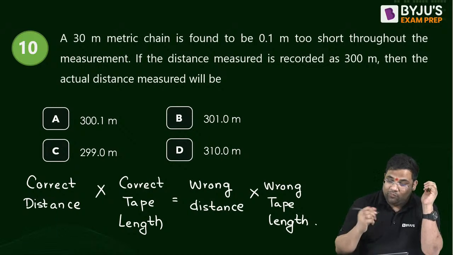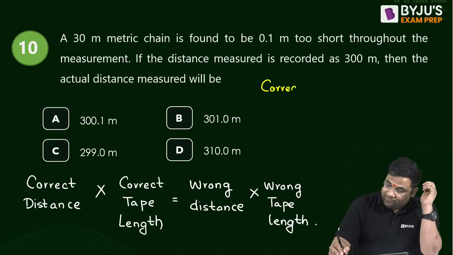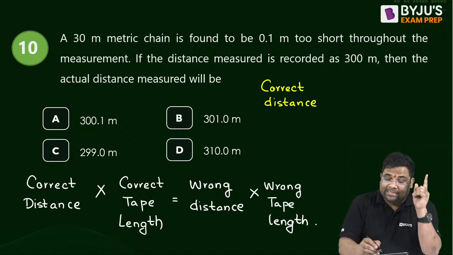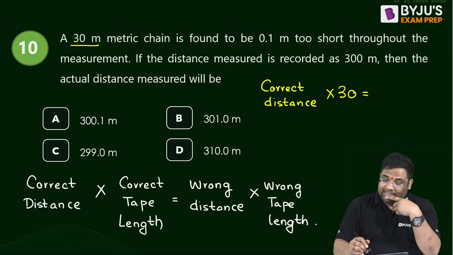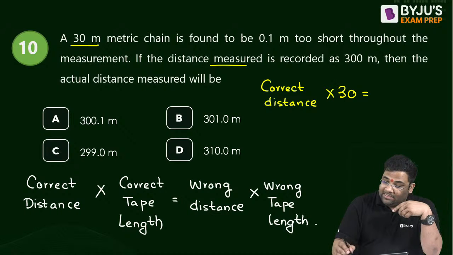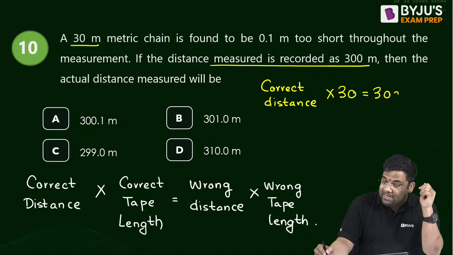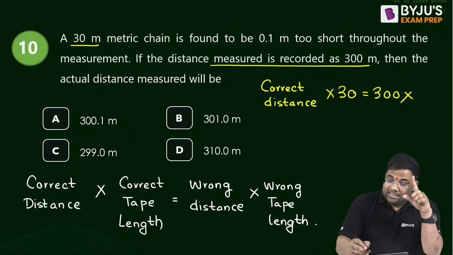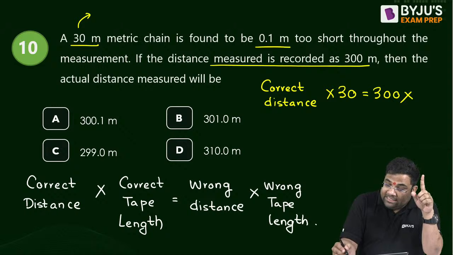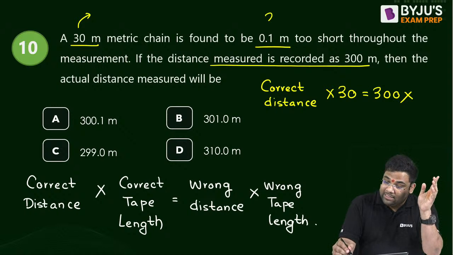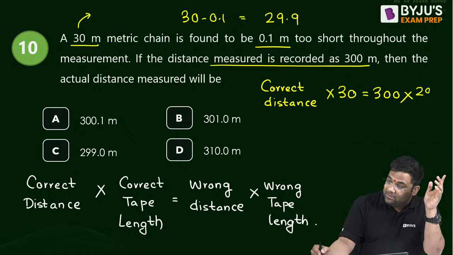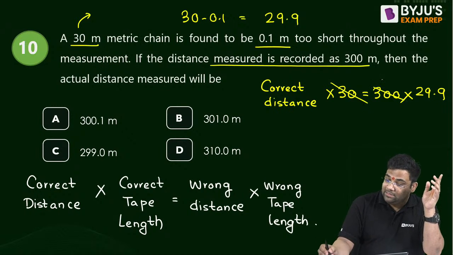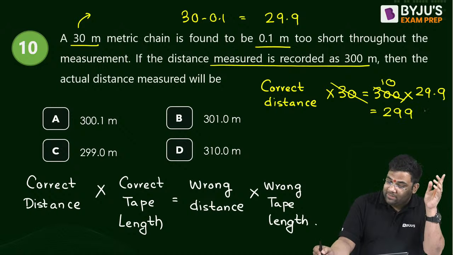Now see, correct distance we have to find out. The correct tape length should have been 30 meter, so into 30. Now wrong distance is the measured distance, which is 300. And wrong tape length means the tape length should have been 30, but it is 0.1 meter too short, which means it is 29.9. How? 30 minus 0.1 is 29.9. Now we can easily solve this question. So correct length will be 299 meter.